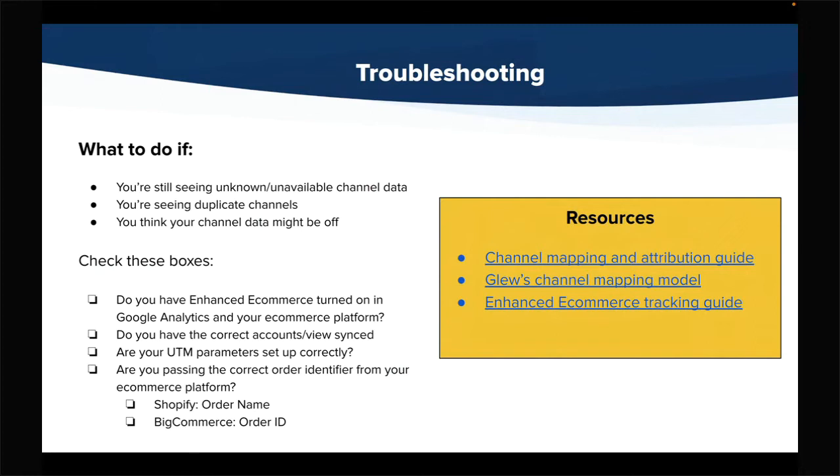So all unavailable data means is that we're actually not getting transaction information from Google Analytics. And it can be a few different things. So what we'll want to do, first say, okay, we're seeing unknown or unavailable channel. We're seeing duplicate channels, or you think your channel data may be off, right? Well, if you're duplicating channels, you need to look at your UTM tagging. If your channel data might be off, we may want to just do a quick resync of the data, make sure it's all fresh and clean. Typically, you don't need to do that, but that's also something we would consider.